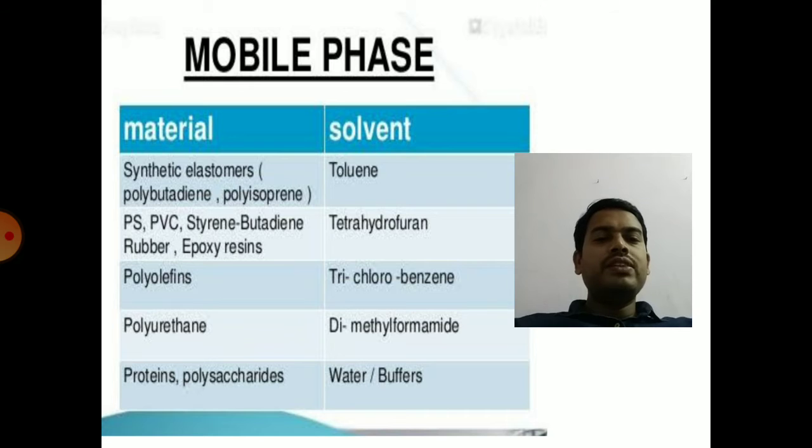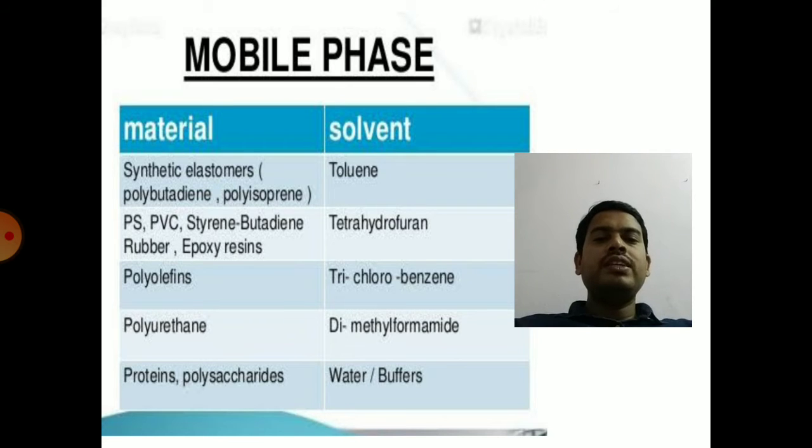Coming to the mobile phases, if you are using biological compounds like proteins and polysaccharides, we use water and buffers as the mobile phase for the elution of your solute particles. For example, if you are going to separate a mixture of proteins based on size, you will use buffers of different concentration. So these are the mobile phases. The sample particles and the type of solvent used to elute them are shown in this slide.